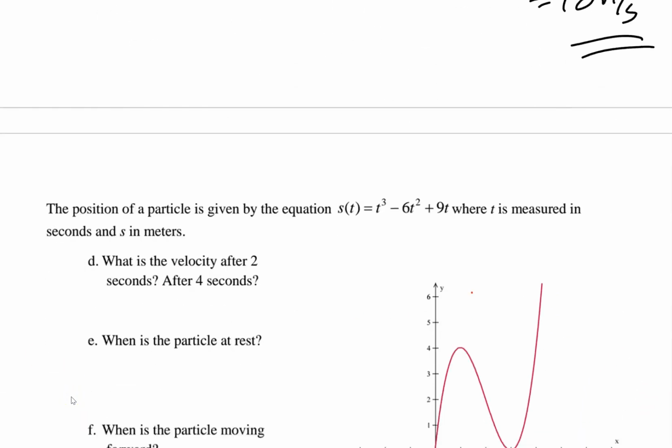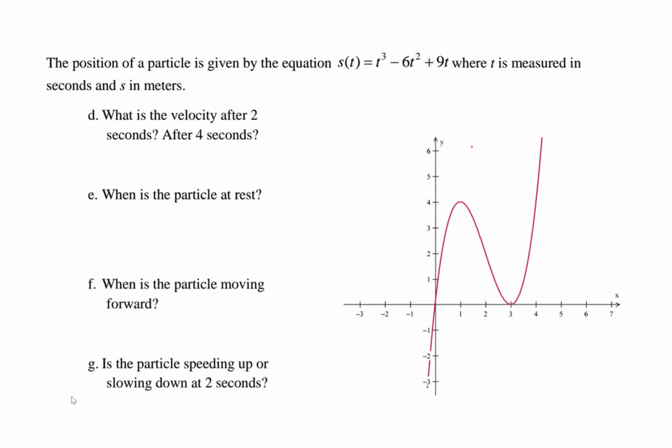Okay, one final example. The position of a particle is given by the equation s of t equals t cubed minus 6t squared plus 9t, where t is measured in seconds and s is in meters. So again, this is in meters. Right, that's what m is. M is in meters, time is in seconds. It's more of the same thing, right?